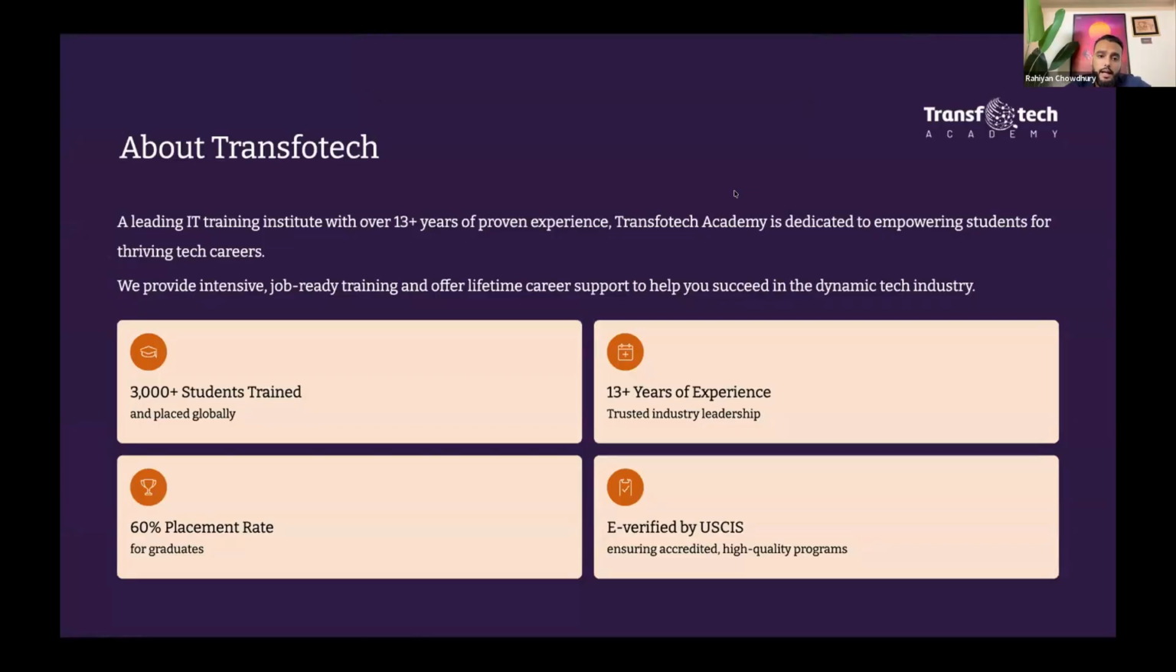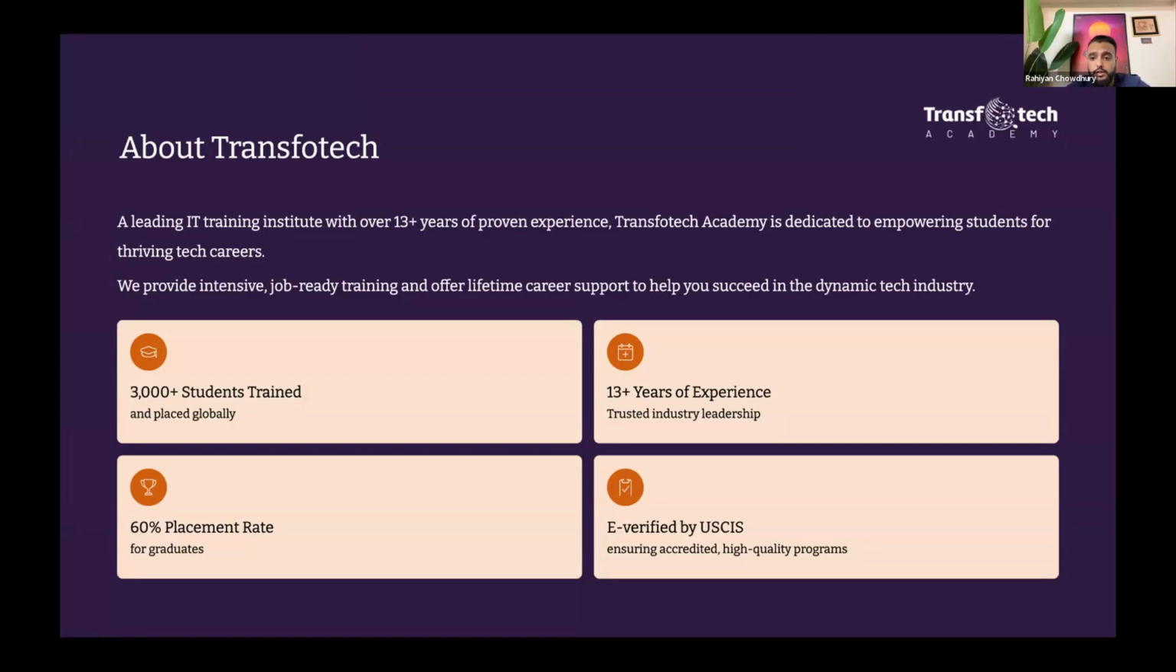A little bit about Transfer Tech Academy. We have over 13 years, over a decade of experience in helping people in their IT careers and empowering students as well. We have over 3,000 students trained globally. Like I mentioned, we have over 13 years of experience. We have a 60 to 70% placement rate for graduates.